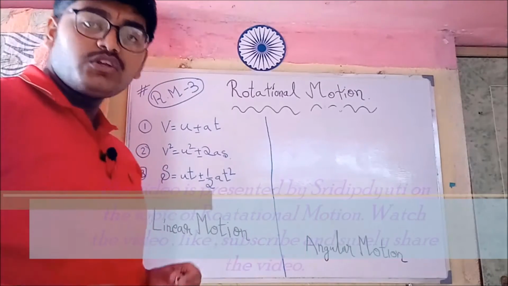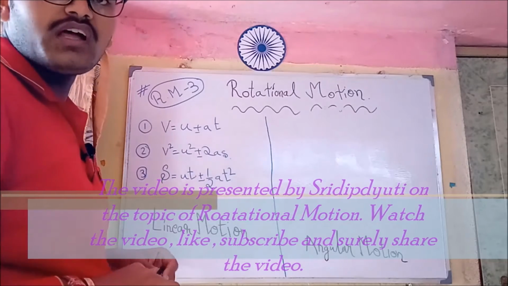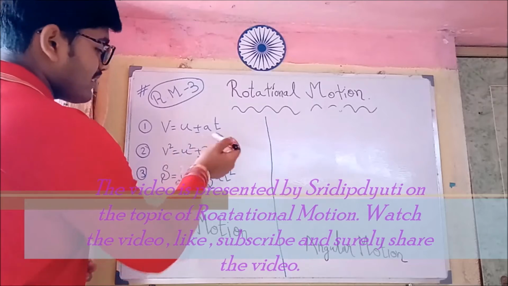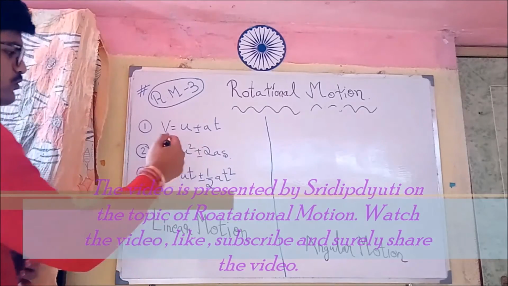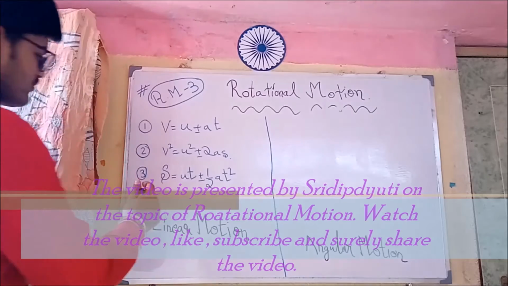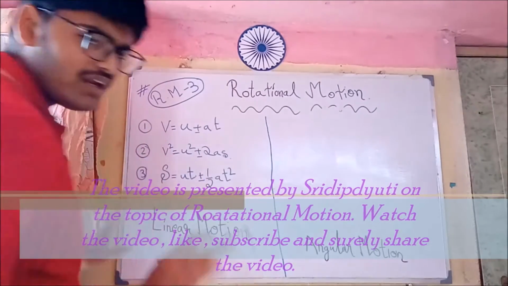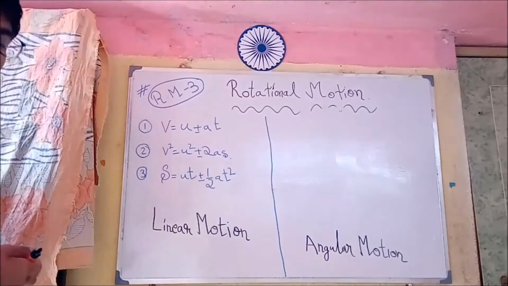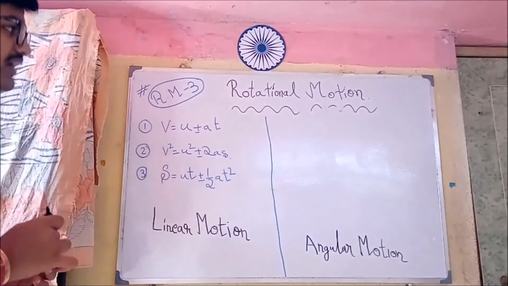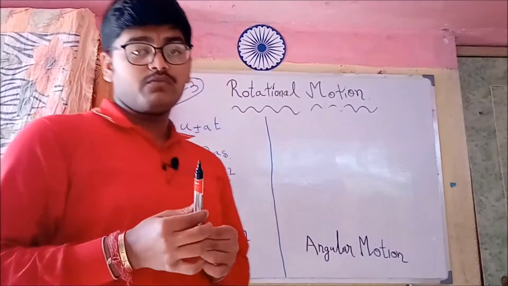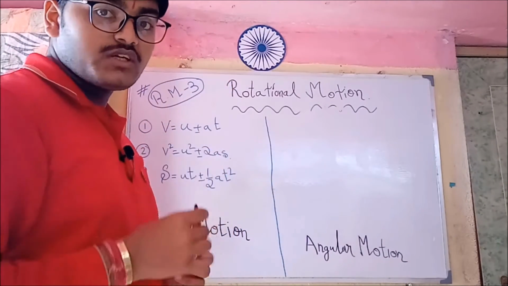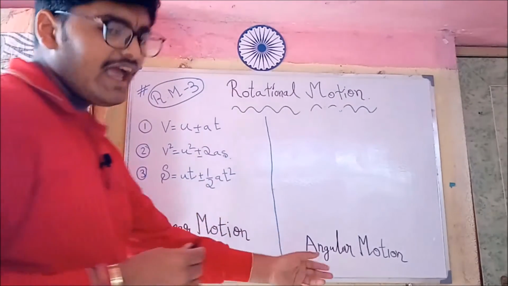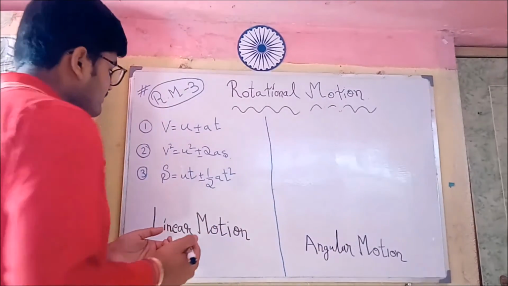Now we know the three fundamental formulas of Newtonian mechanics of linear motion are v equals u plus minus at, v square equals u square plus minus 2as, and s equals ut plus minus half at square. Newtonian mechanics is the most fundamental topic of rotational motion too, for which we have to compare in a similar way the linear motion to the angular motion. So let's see what is the point.